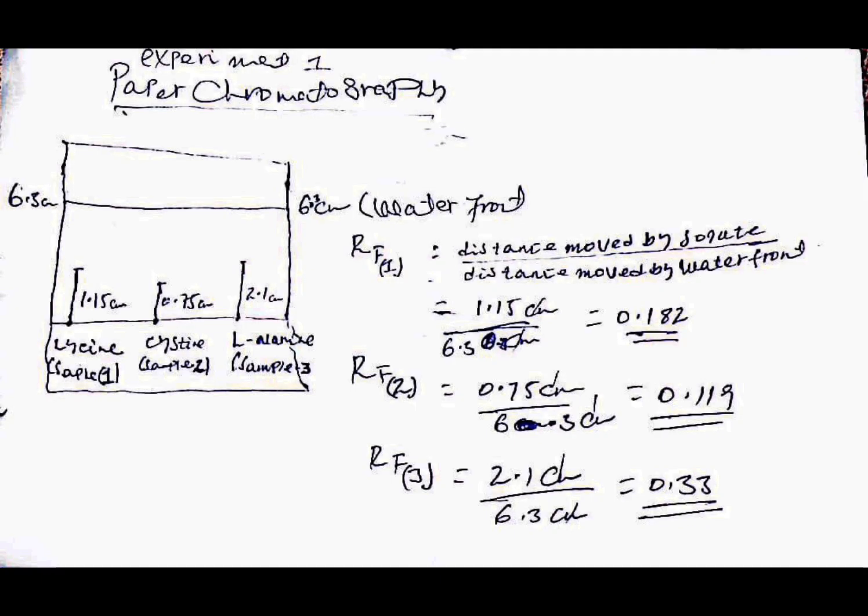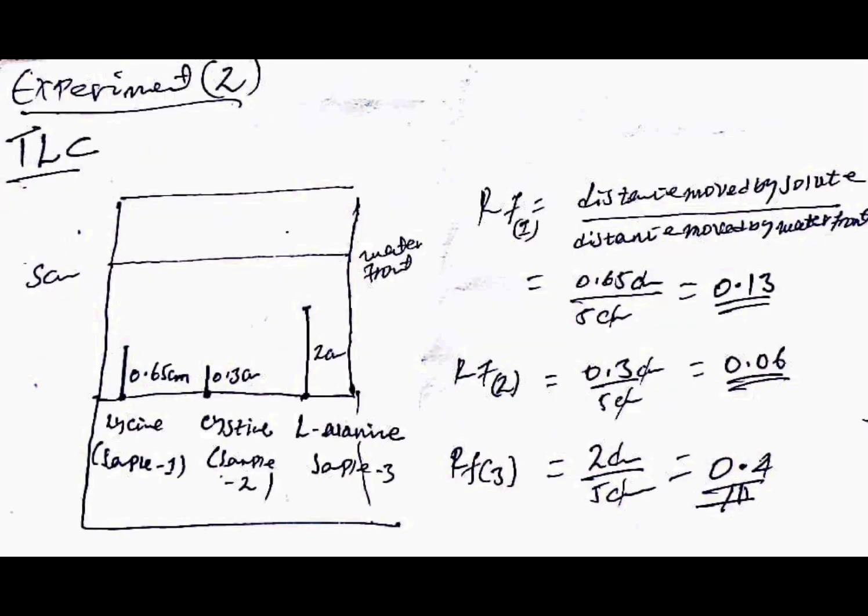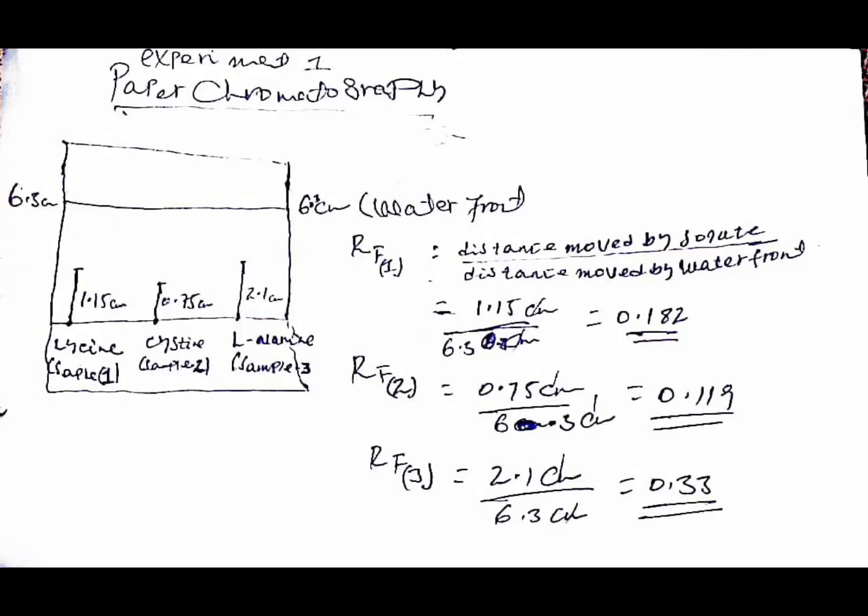So after completing the experiment, we got the results like this for the paper chromatography and the TLC. We can see. Now, based on these experimental results, we can find the calculations. That is, for experiment 1, paper chromatography, the RF value is the distance moved by the sample divided by the distance moved by the solvent front. So we got the values for the 3 samples. Sample 1, lysine, sample 2, cysteine, and sample 3, L-alanine we can take.